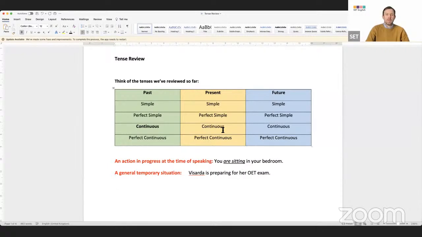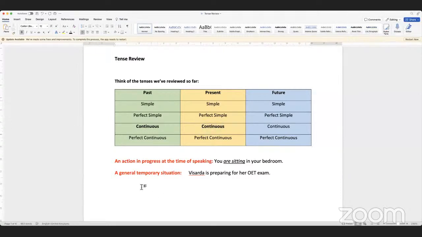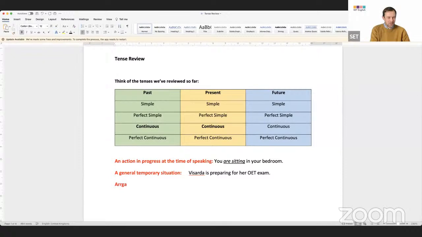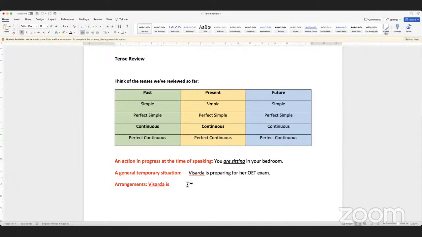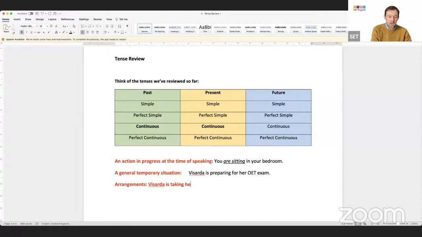There is one more function for present continuous. Can anyone help? For the future. Arrangements, yeah, arrangements. Okay, so I could say this: Vizada is taking her OET exam this weekend.